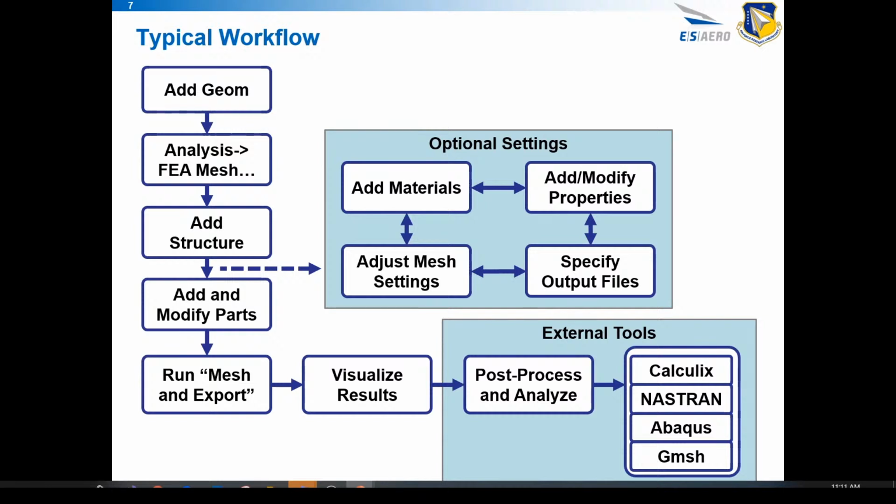Then once you have your structure, you can add FEA parts to it, modify their parameters, and then once you're all ready, your structural model is complete, you click Mesh and Export, or, which I didn't mention on here, you can click the Export CAD button. Then you can visualize the results, the intersection curves, things like that, the triangular elements, and then you can take those exported files, your STEP and IGES file, your Nastran file, things like that, and import them into any of these external tools that we support.